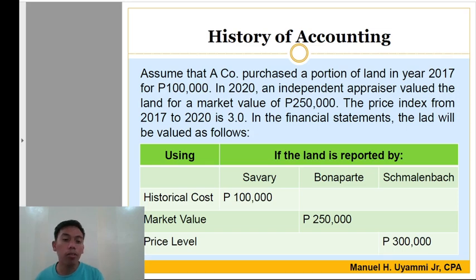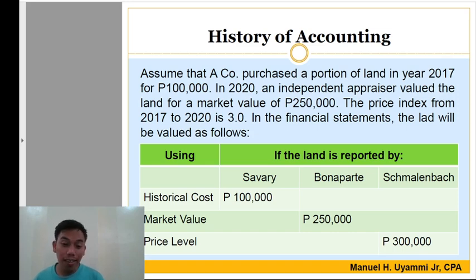So, may example dito. Assume that a company purchased a portion of land in year 2017 for 100,000. Remember, binili po siya in 2017, 100,000. Ngayon, or in 2020, an independent appraiser valued the land for a market value of 250,000. The price index from 2017 to 2020 is 3.0, and in the financial statements, the land will be valued as follows.